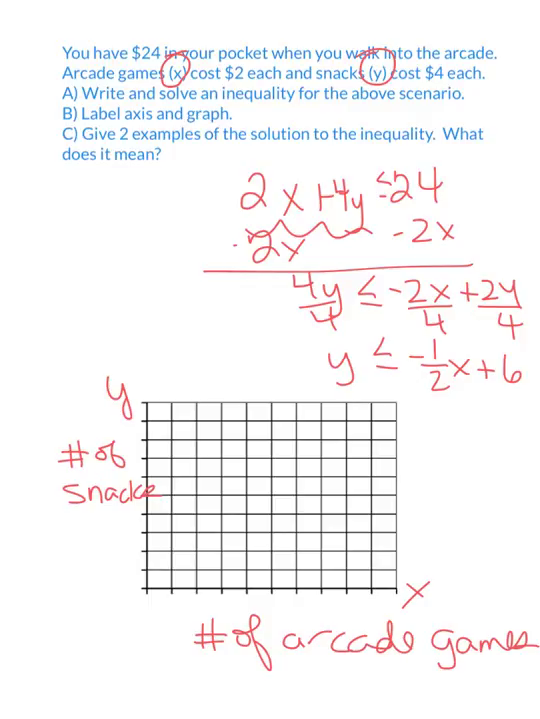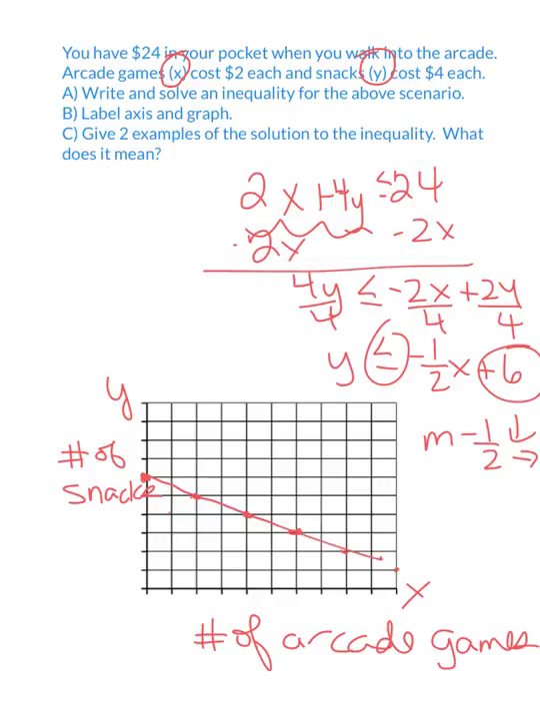So now I have to graph it. My y-intercept is 6. So I'm going to start at 6. 1, 2, 3, 4, 5, 6. I'm right here. And my slope is negative 1 over 2, so I'm going to go down 1 and to the right 2. Down 1, right 2 is here. Down 1, right 2. And I'm going to keep going. And then I have a solid line, right, because I know I can spend $24, but I need to spend less than that. So I'm going to graph using a solid line.